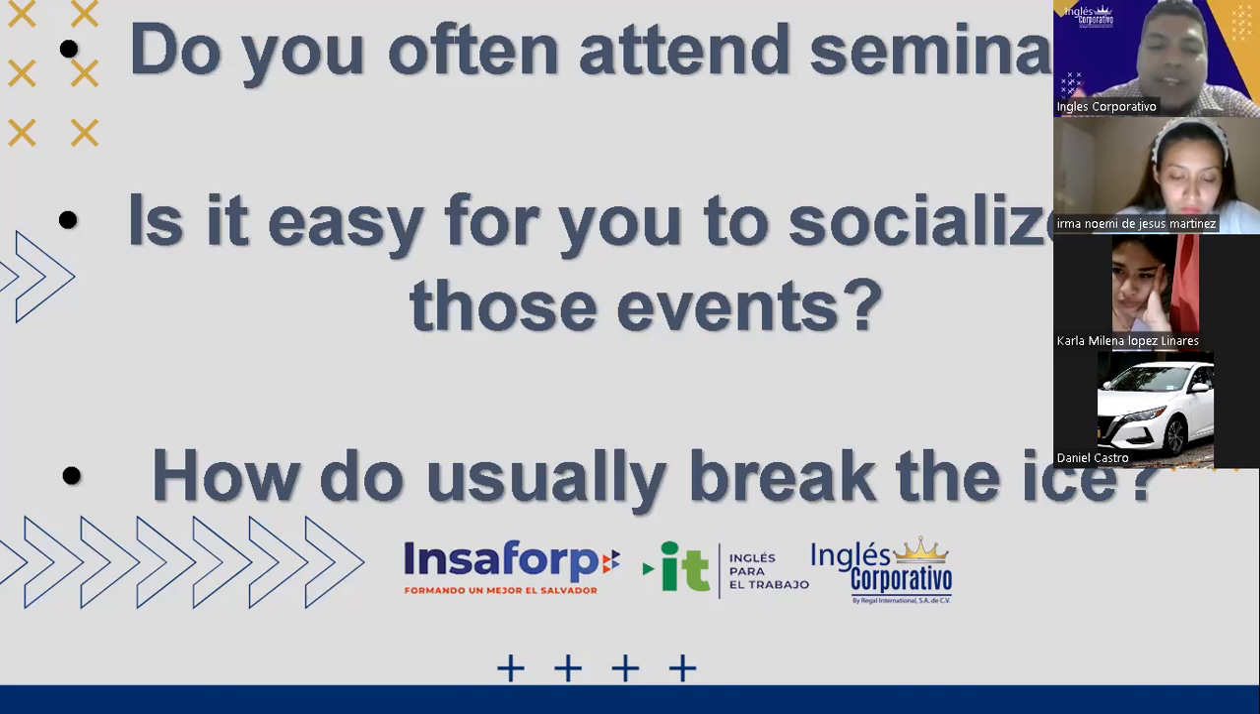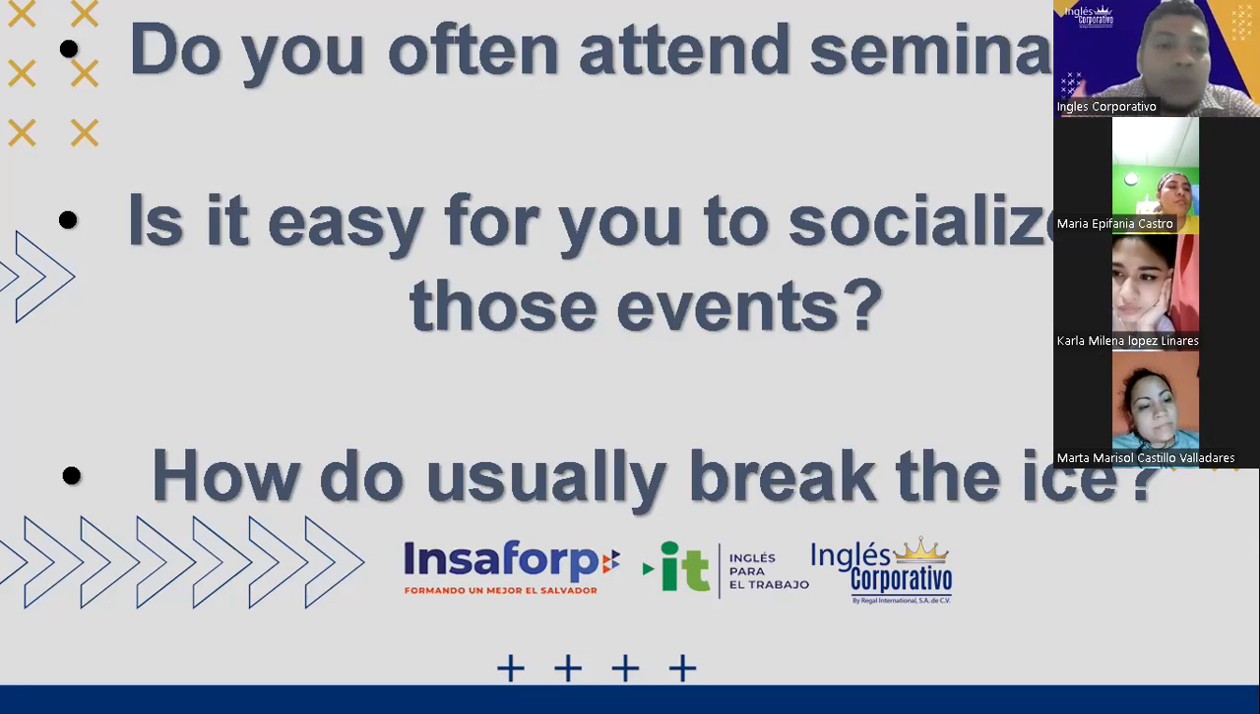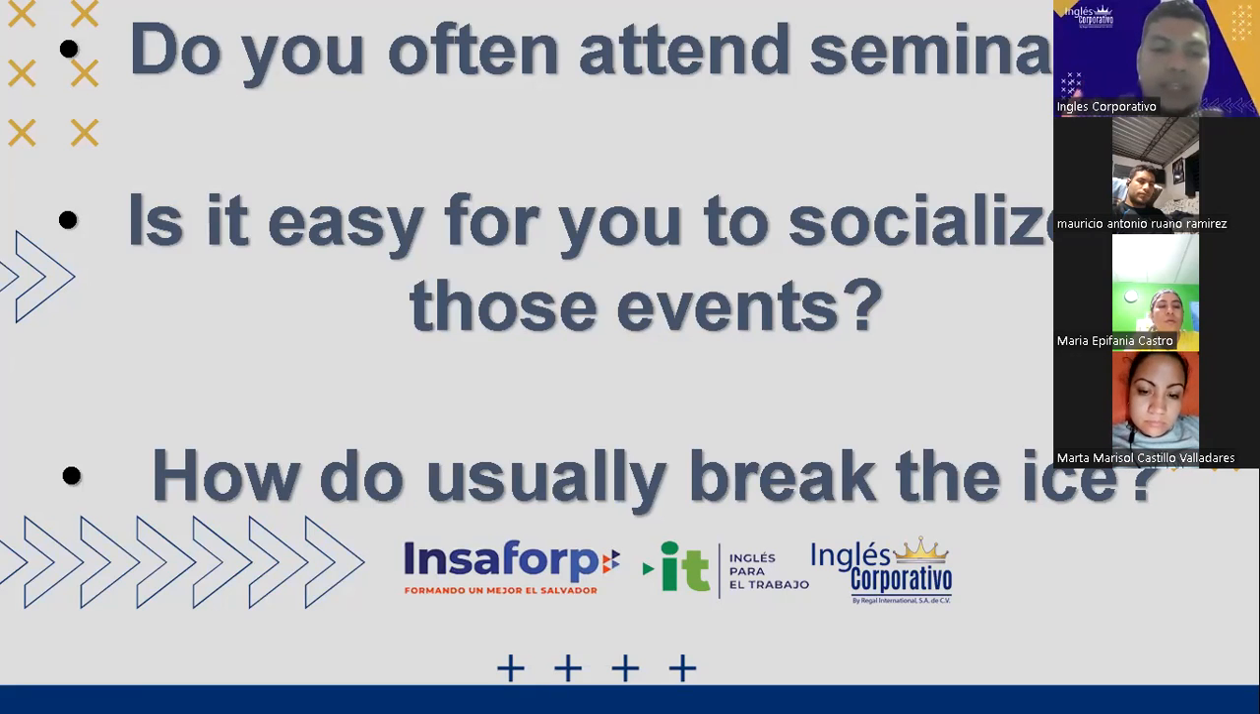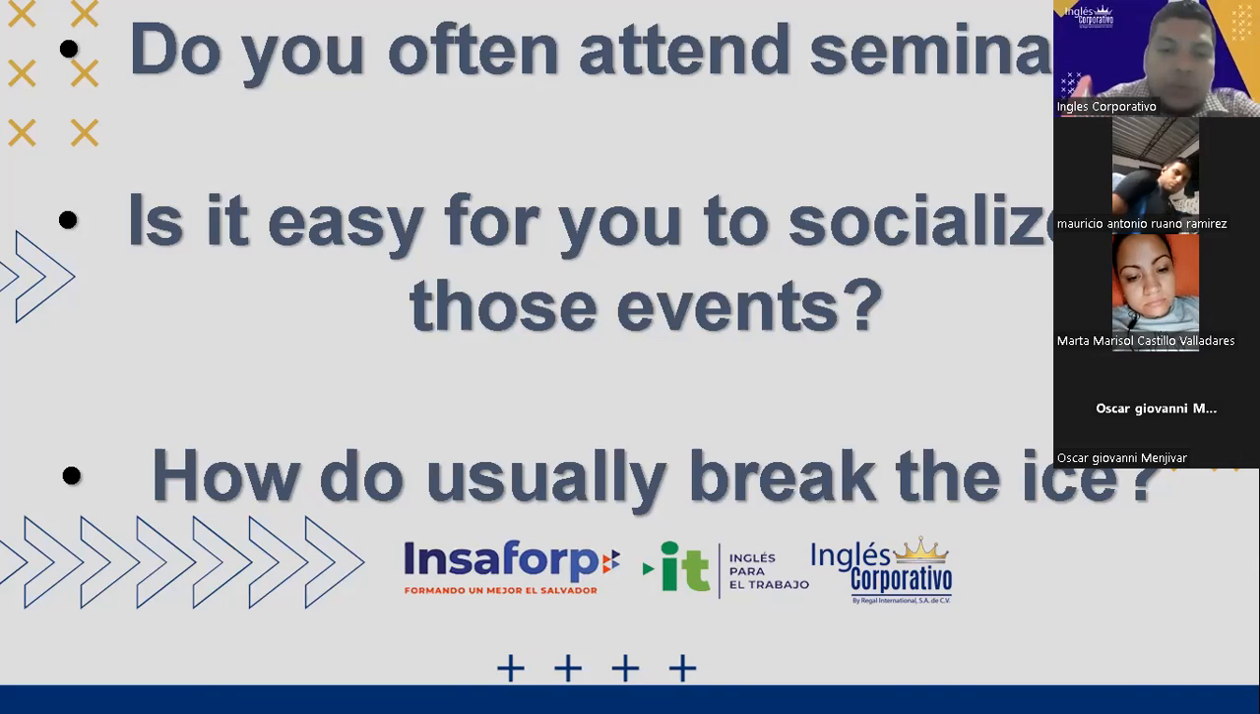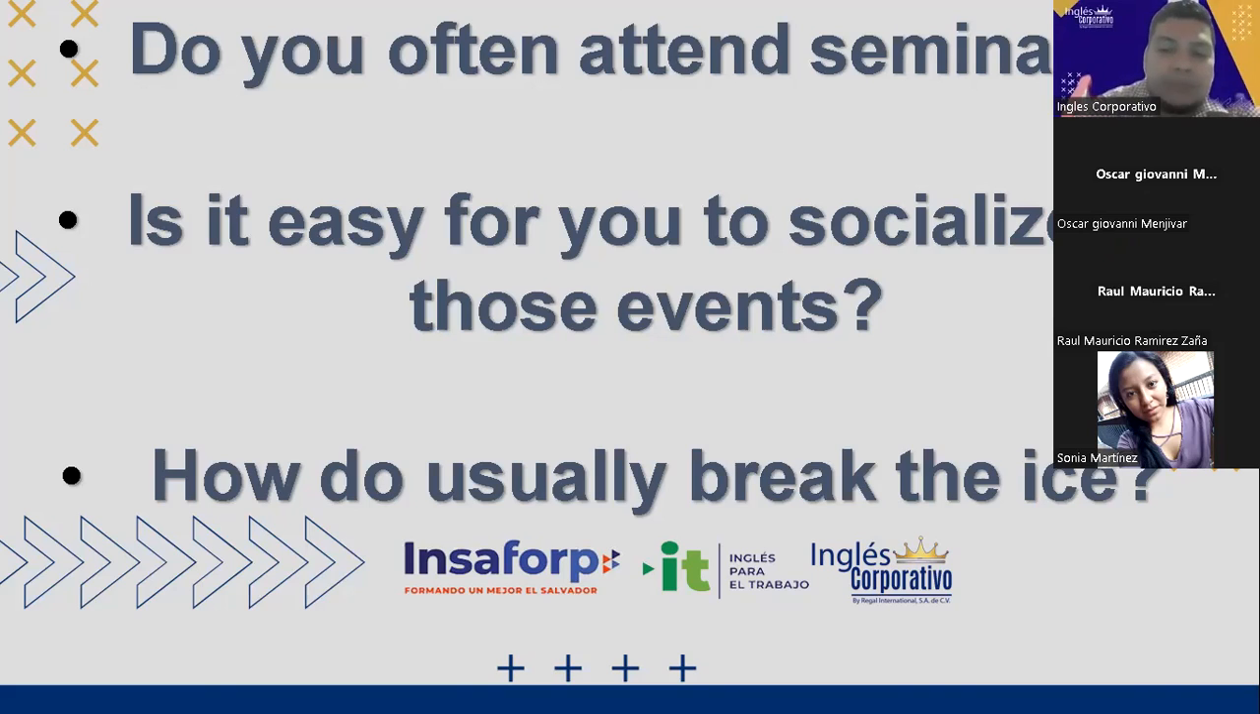Not yet. All right. Maria Epifania Castro. Present, teacher. Thank you. Marta Marisol Castillo. Present, teacher. Thank you. All right, so Mr. Luis Humberto, oh, here he is, present. Thank you, my friend. We already corrected it. All right, it says right here, Mauricio Antonio Ruano. Present, teacher. Thank you. Nancy Katia. Present. Oscar Giovanni. Present. Okay, Raúl Mauricio Ramírez. Present. Thank you. Sonia Maribel. Present, teacher. William Giovanni. Present.